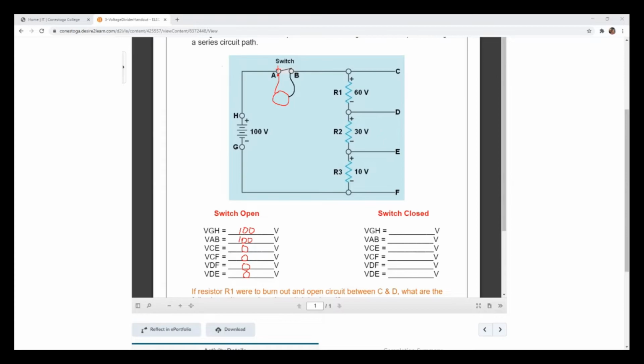Okay, so now when we close the switch, now that the switch is closed, indeed, if these were light bulbs, all the light bulbs are going to be on, and the power source is not going to change. That's still going to be 100 volts. Now, I'm going to leave the switch for the end. Between C and E, how much voltage do we have? It's going to be this plus this, right? 60 plus 30. That's going to be 90 volts.